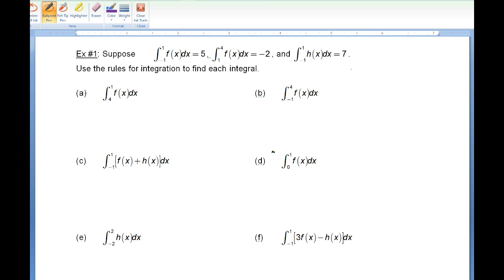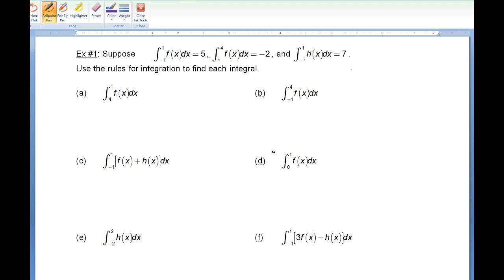Because the next one, we're going to apply those rules. So we don't have an actual function. We know that we have an f of x and an h of x, and we only know what they're equal to. We don't know what the curve looks like or anything, but let's say from -1 to 1, the area under the f of x is equal to 5. And then the area under the curve from 1 to 4 of f of x is equal to -2. And then from -1 to 1 of h of x is equal to 7.